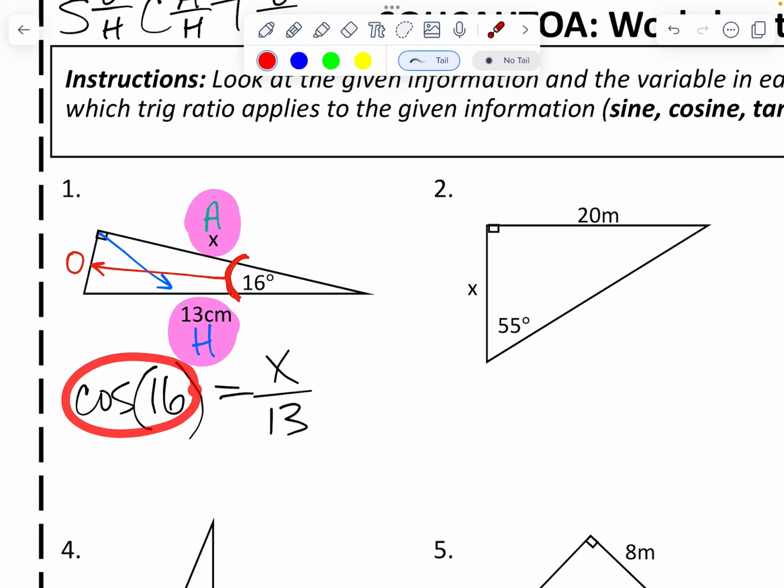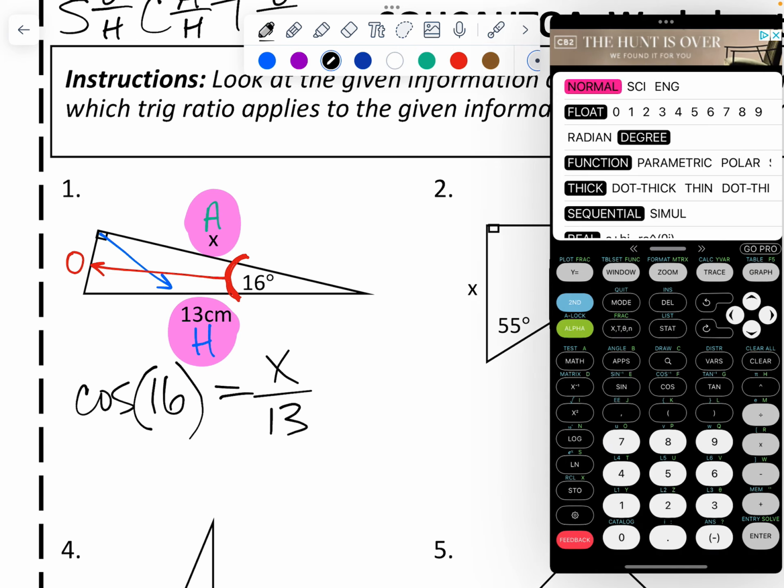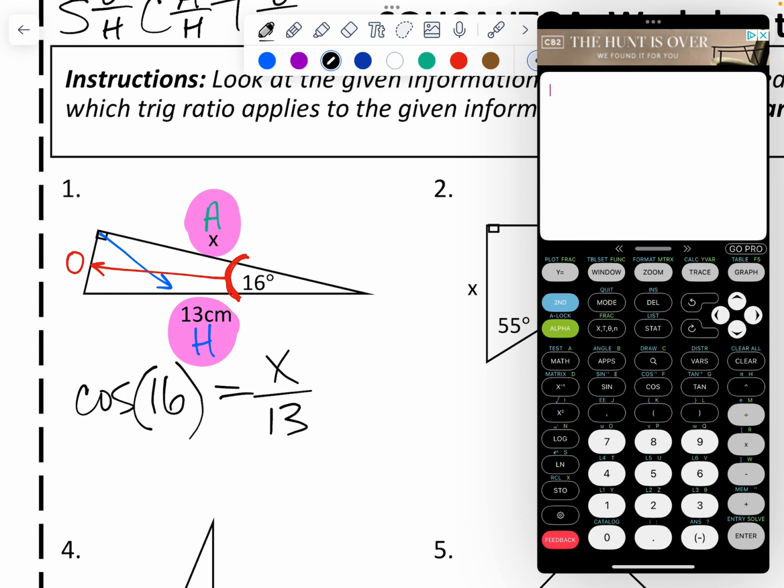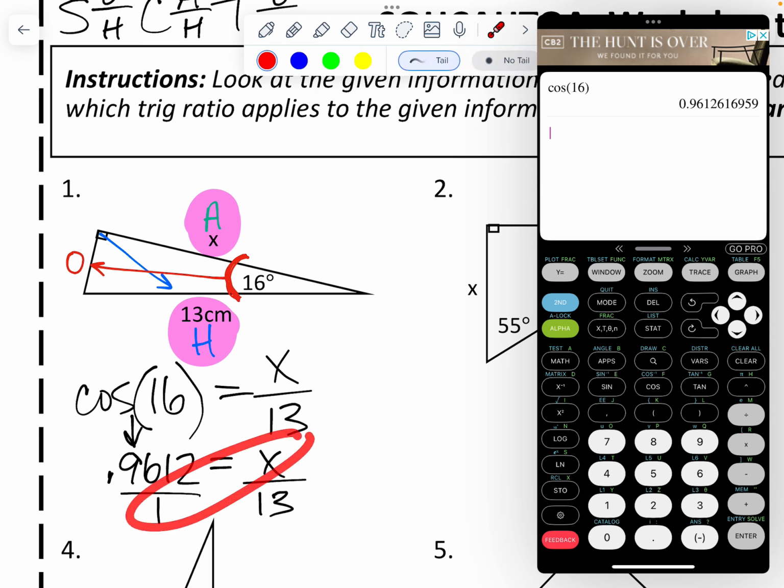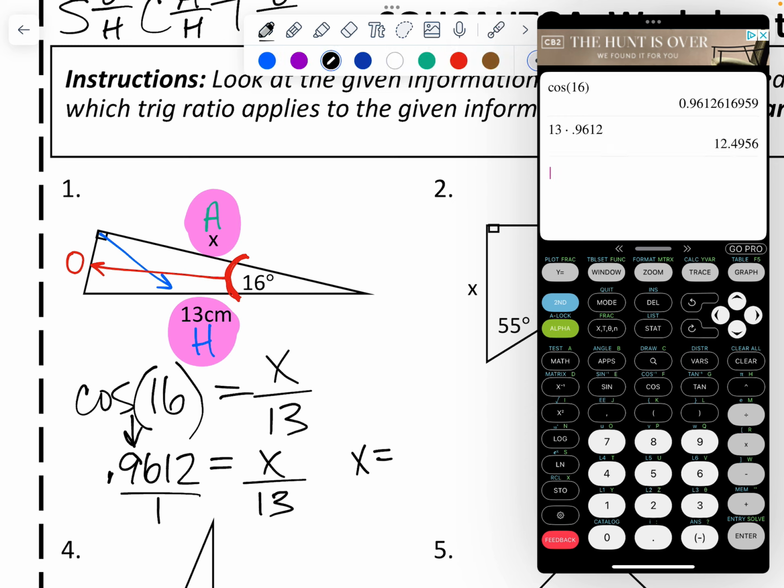Now I'm going to type this thing into the calculator. So I'm going to pull over my cos, and I'm going to hit cos 16, enter, and it's 0.9612. So I'm going to change that into a decimal, 0.9612. It still equals X over 13. I'm just going to put that decimal over 1, and I'm going to cross multiply. When I cross this way, I get 1 times X, which is X. And when I cross this way, I need to do 13 times 0.9612. I'm just typing that in my calculator, and I get 12.5.